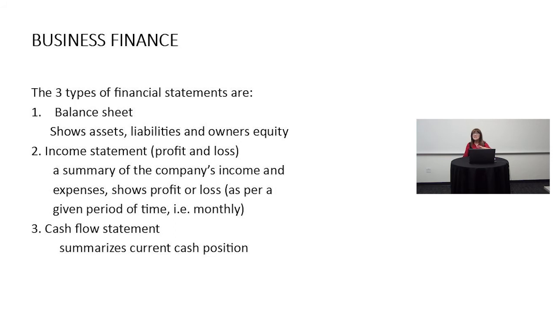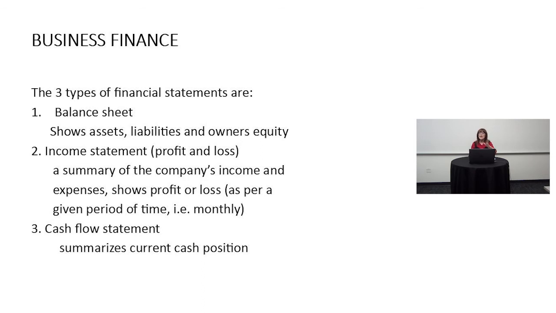The 3 types of financial statements are the balance sheet. On the balance sheet, you will see your assets. That's the things you own. Your liabilities. That's the things you owe. And your owner's equity. That's the amount of money, of your money, that is invested in the company.